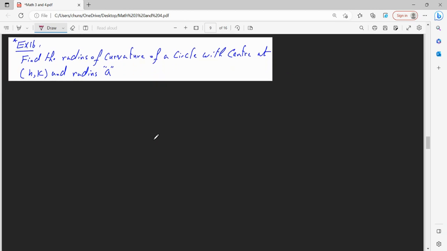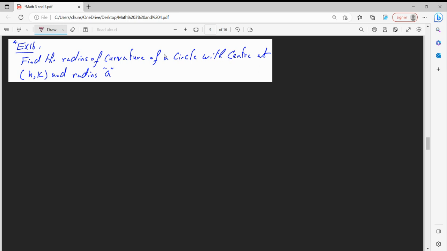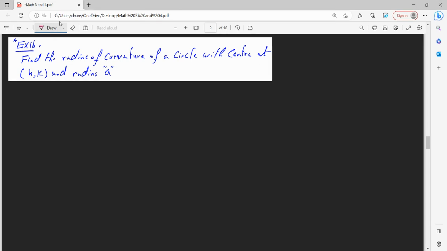So example 16. Find the radius of curvature of a circle with center at (h, k) and radius a. We're not given our equation in this case, but from our previous chapter, we can find that this is a circle. When we parametrize a circle, we're going to keep this in terms of h and k. So we have h plus a cos t, where a is the square root of whatever lies under.